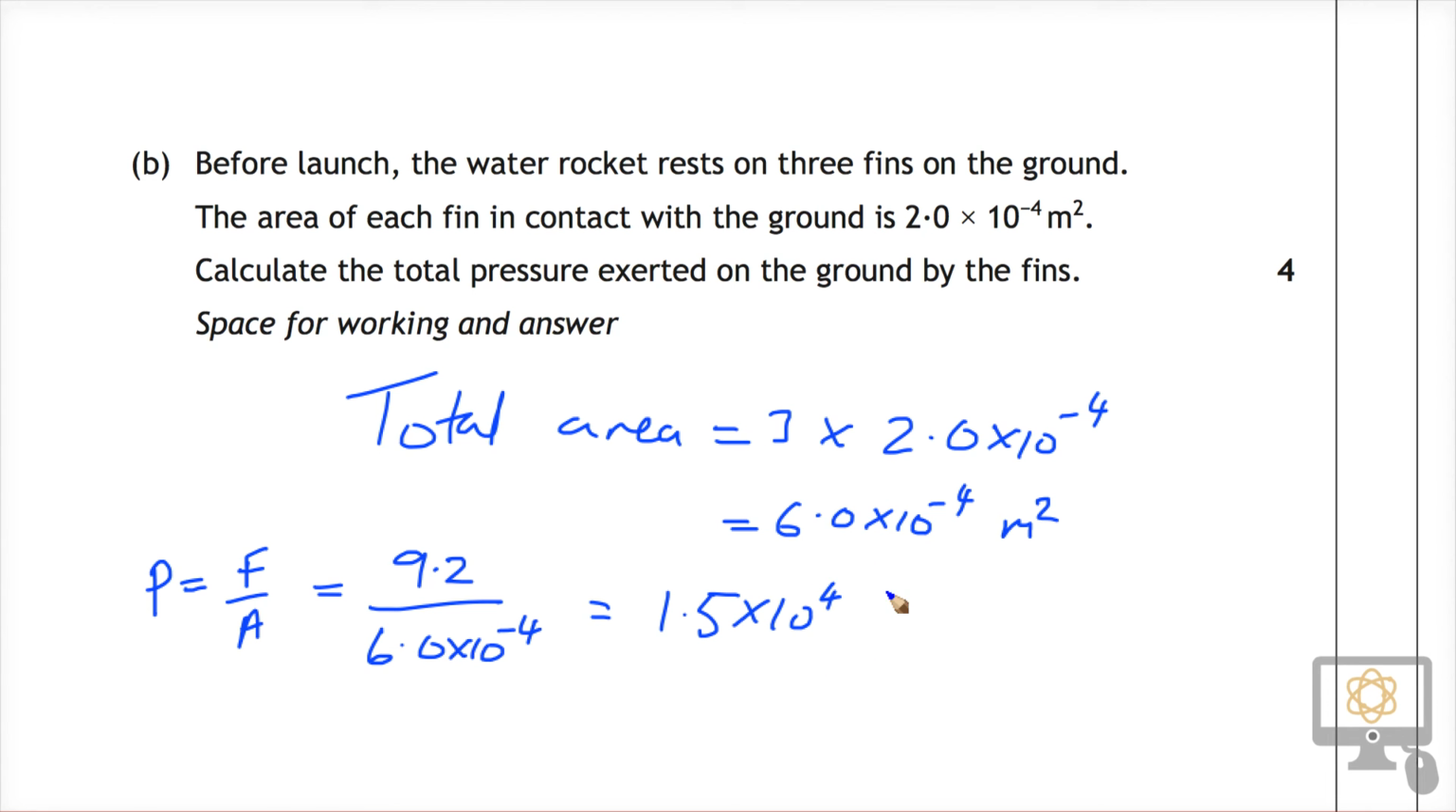And the unit is pascals. You could of course use the unit of newtons per square meter as well, and just write that over here, newtons meters to the minus 2. That would also be an appropriate unit, and of course the value should also be 2 significant figures, as everything else is as well.